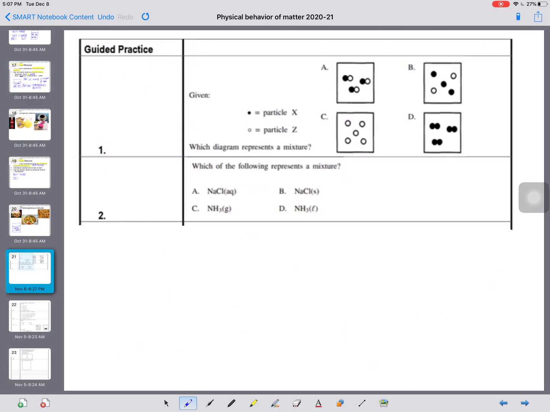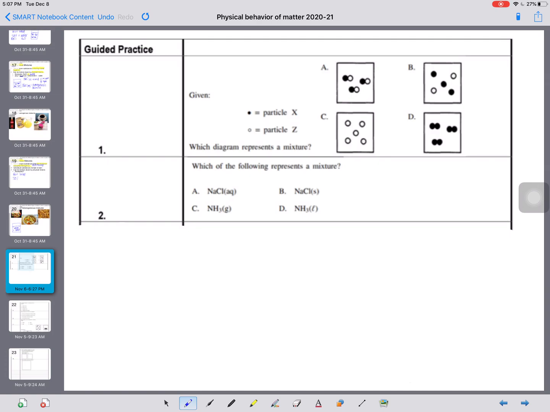Okay, so we're just going to do two examples to practice. Number one goes along kind of with what we learned yesterday to wrap up this lesson, and number two is a little bit of what we learned today. So number one gives us these particle diagrams. It says which diagram represents a mixture. Okay, so the little black circles represent particle X, the little white circles represent particle Z.